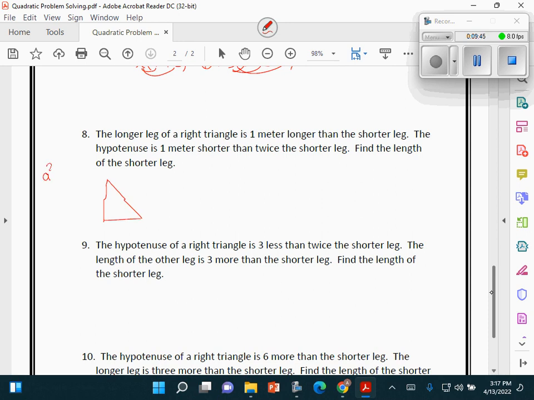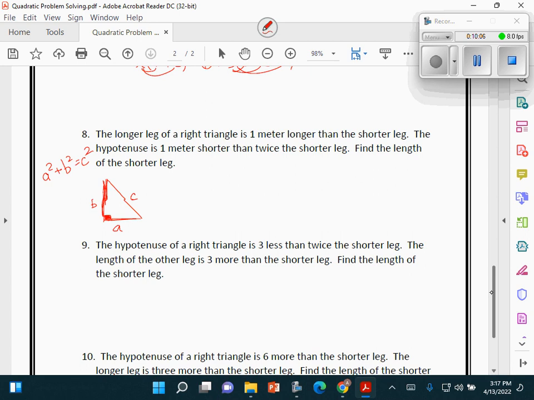So I hope you remember using a squared plus b squared equals c squared, where a and b are the lengths and c is the hypotenuse, the longer leg of a right triangle. So you can decide which one of these you want to be the longer leg. Hopefully not by the way I drew them.